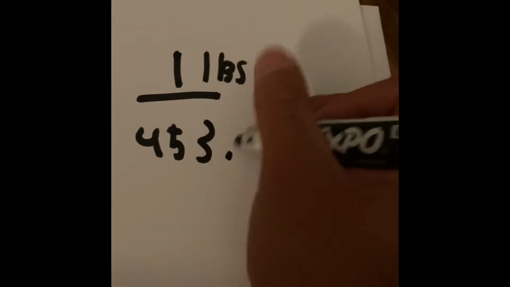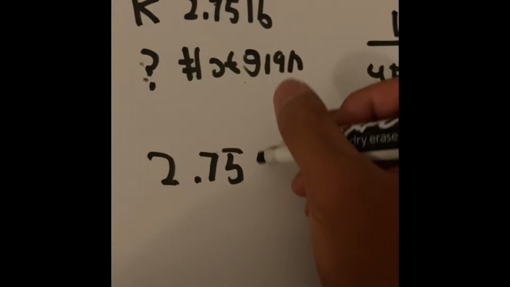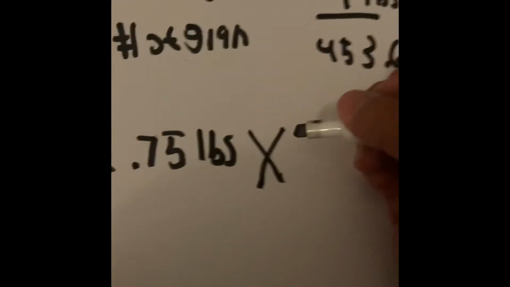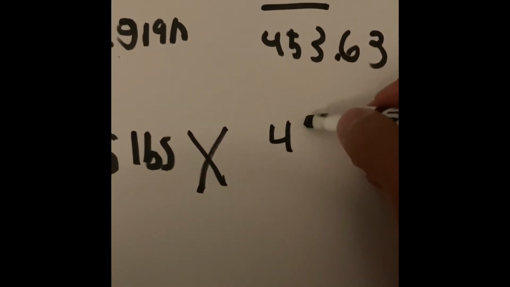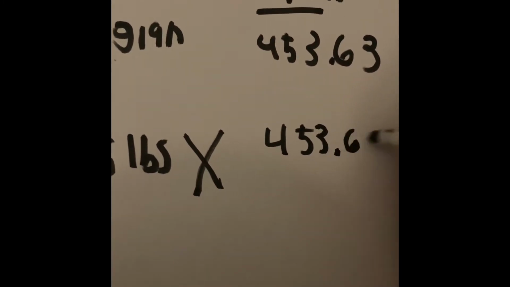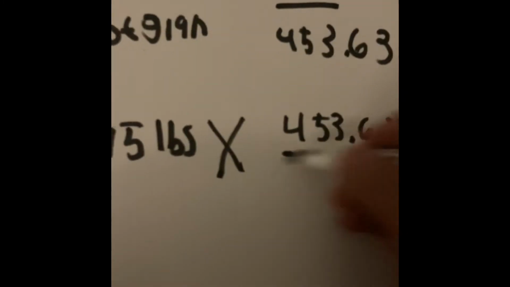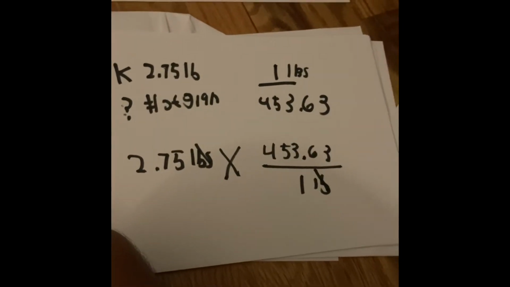So what we can say over here is 1 pound is going to equal 453.6 grams. Now we get to do the math. We have pounds right here, and we have to find grams. So we have to multiply that by 453.6 grams. We have to divide that by 1 pound because the pounds are going to cancel out. Now we multiply with a calculator.